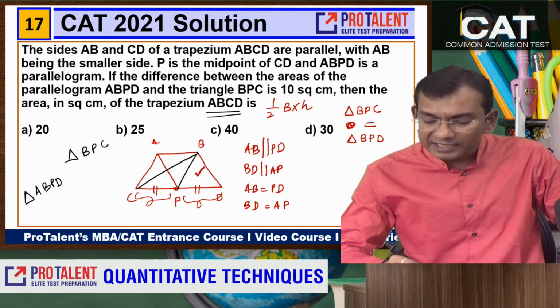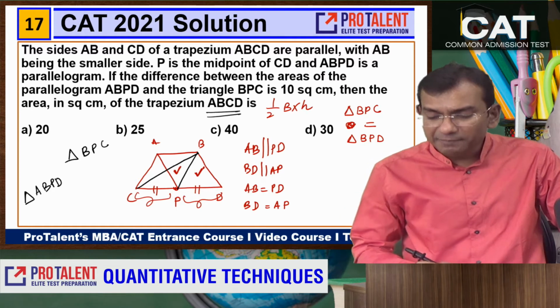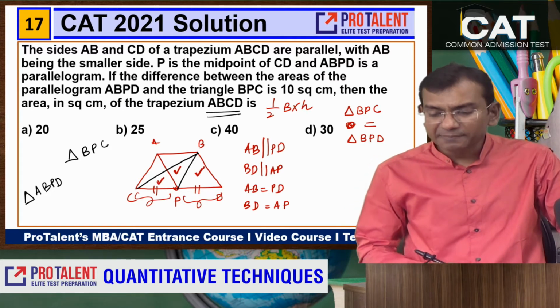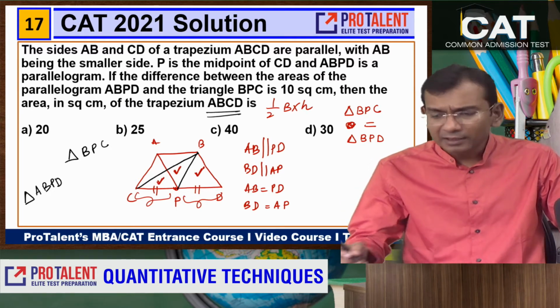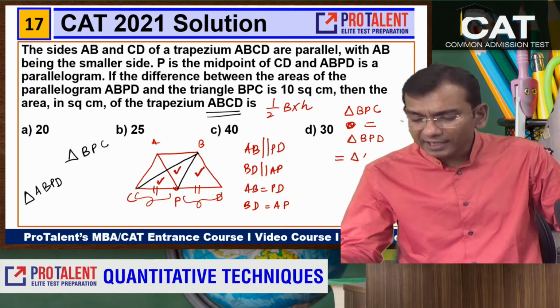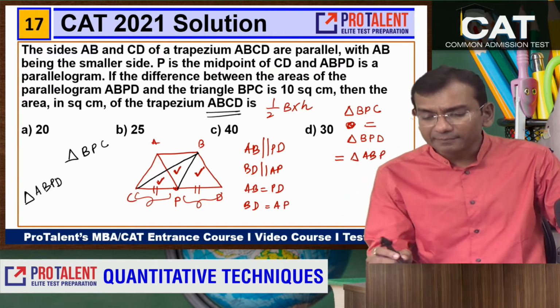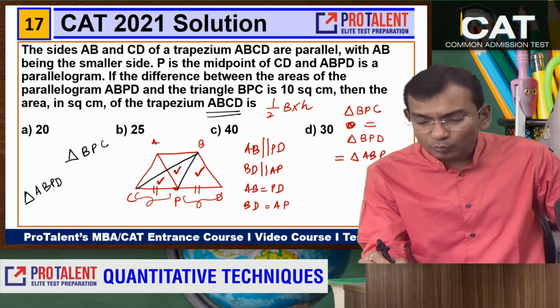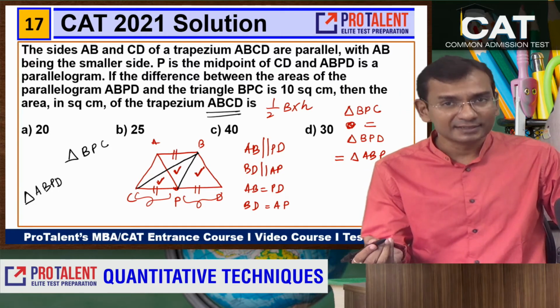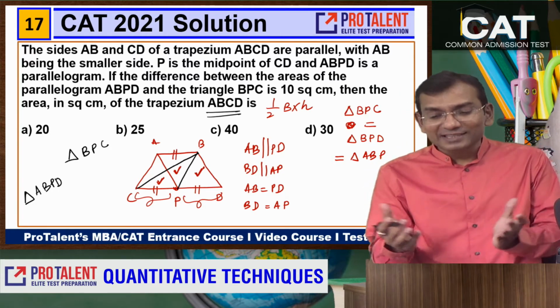Triangle BPD is equal to triangle ABP is equal to triangle APC. मतलब ABP is also सेम ना. Triangle ABP is also सेम क्योंकि PD की जो लेंथ है वही लेंथ AB की लेंथ है. यस और नो? ठीक है. So thereby there are 3 triangles.